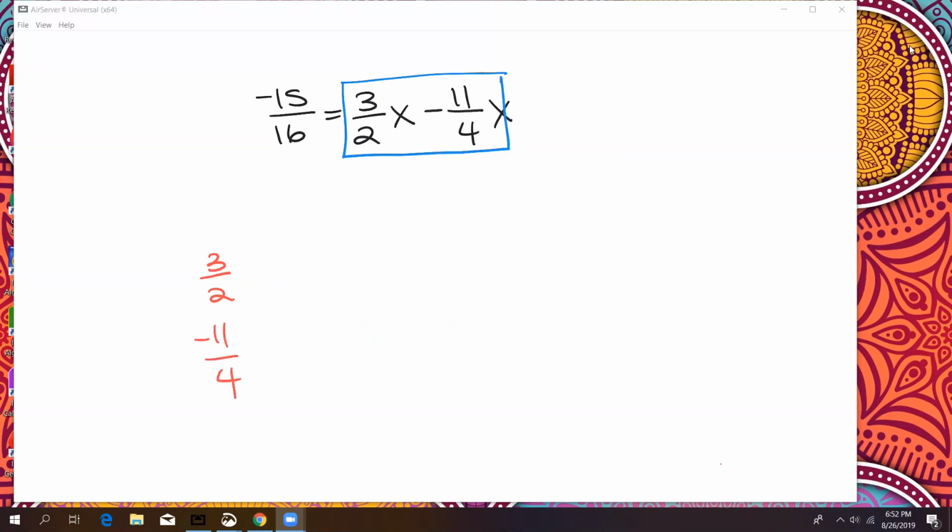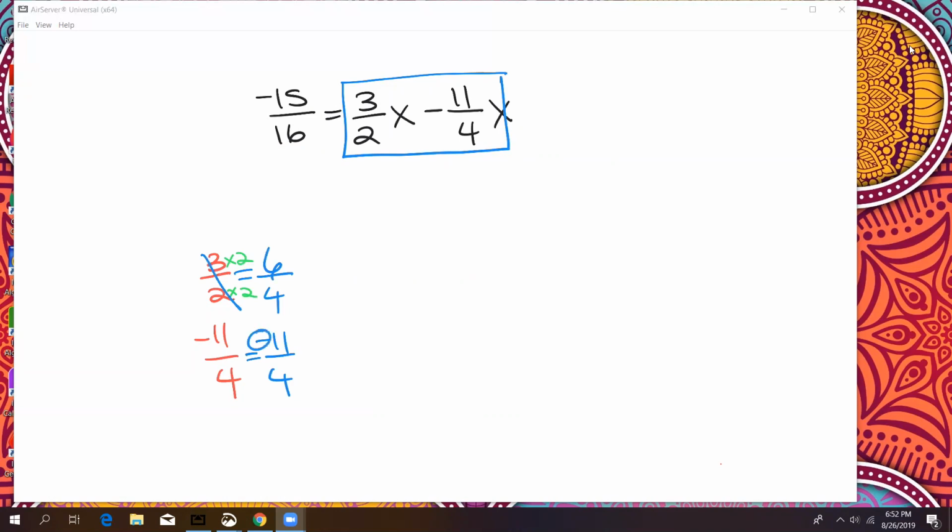In order to subtract or add fractions, they have to have a common denominator. So a common denominator here would be 4. The bottom fraction stays the same, negative 11 over 4. The top fraction, because we multiplied by 2, we multiply 3 by 2, which gives us 6. So we're changing 3 over 2 to 6 over 4.